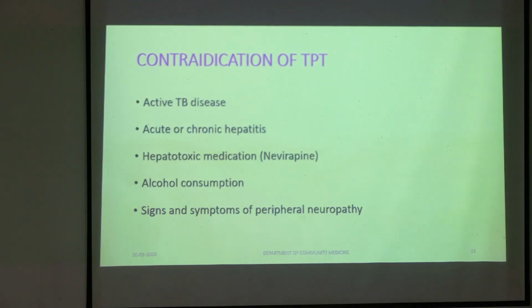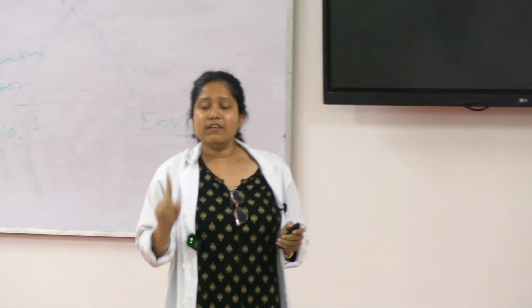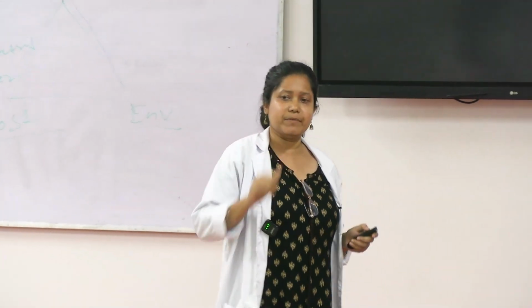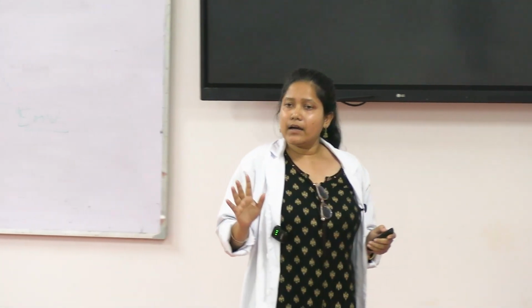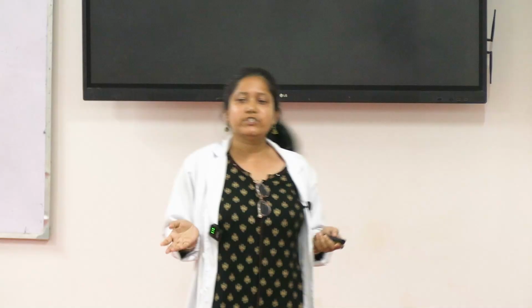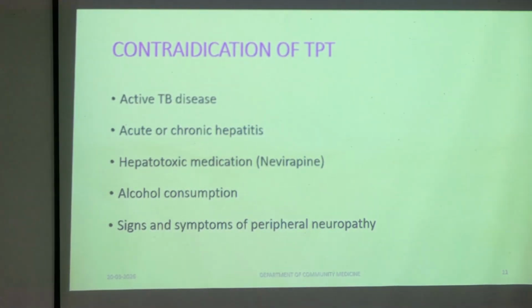Hepatotoxic medication, nevirapine. Where were we using nevirapine? AIDS. In AIDS. And why were you thinking AIDS? Because PLHIV, everything is interlinked. So in PLHIV, we are using nevirapine. So in that case, people living with HIV, we are giving this, so you have to change the regimen. That HIV regimen, anti-retroviral drugs, you have to change the drug. That nevirapine, you have to change to the other drug. If the patient is taking nevirapine, you have to change it and give the other drug.